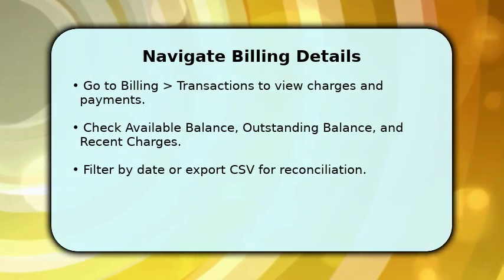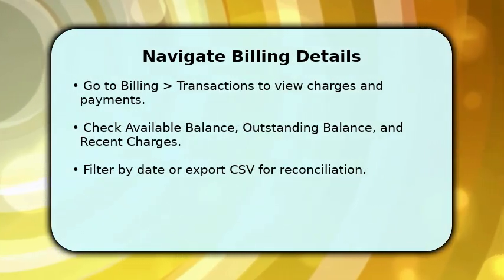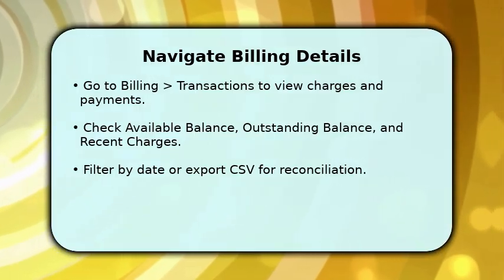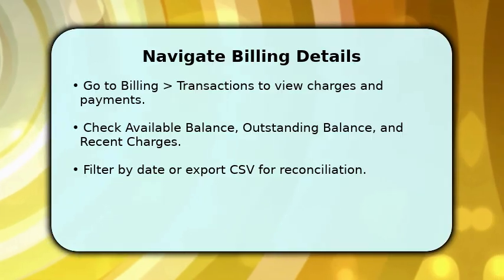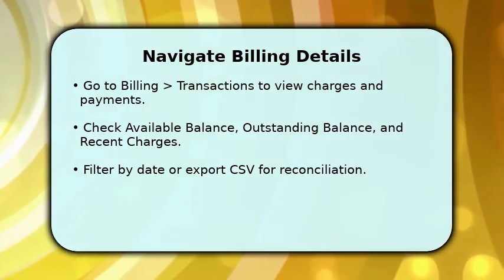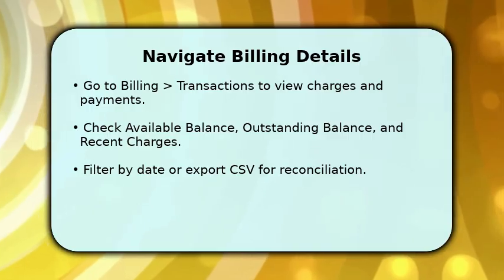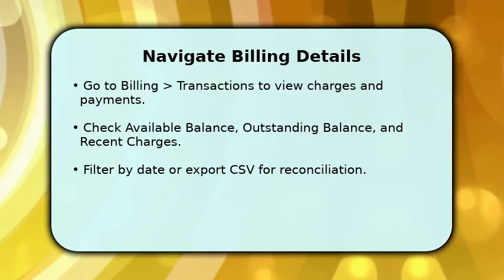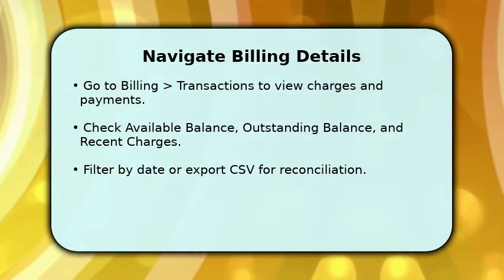Once in billing, click Transactions and look at the available balance field first. That's what you can spend. Next, check outstanding balance to see unpaid invoices and any pending charges that reduce spendable funds. Use the date filter to isolate the period you need and export the CSV if you must reconcile with bookkeeping.